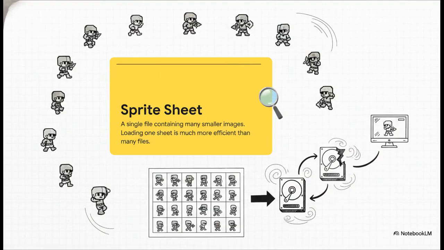First up, a classic but super important optimization: sprite sheets. Instead of having a separate image file for your character walking left, walking right, jumping, you get the idea, you put all those animation frames into a single image file. Why? Because loading one big file from your disk is so much faster than loading dozens and dozens of tiny little files. It's a simple change, but it makes a huge difference for load times and memory.